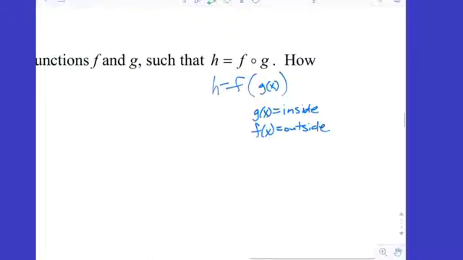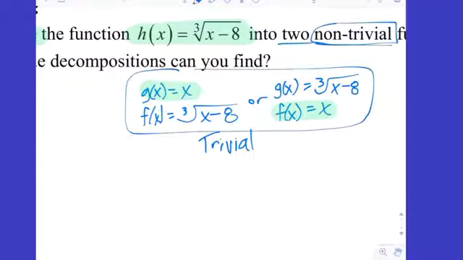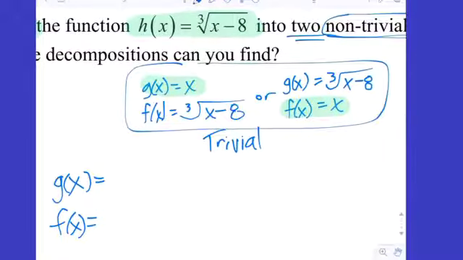All right, so it might be easier to start with naming an inside function. We're going to have to come up with at least two, it says. So what could I call g of x, the inside function? If you look at the cube root of x minus 8, what does it mean to be inside the cube root function? It means to be under the radical, right? What do we have under the radical? x minus 8. That's not trivial, because x minus 8 is not x.